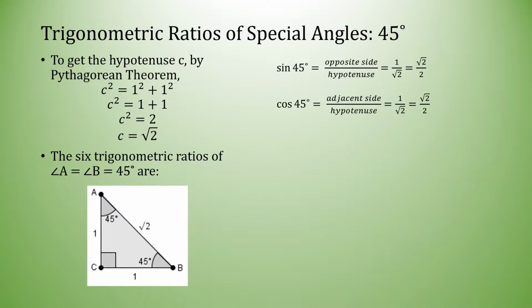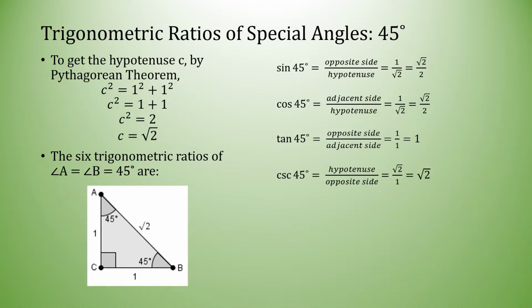Next is cosine 45 degrees, which is equal to the adjacent side, 1, over the hypotenuse, square root of 2. So we have 1 over square root of 2. Rationalizing the denominator, we obtain square root of 2 over 2. So cosine 45 degrees is equal to square root of 2 over 2. Next is tangent 45 degrees, which is equal to the opposite side, 1, over the adjacent side, 1. So tangent 45 degrees is equal to 1.